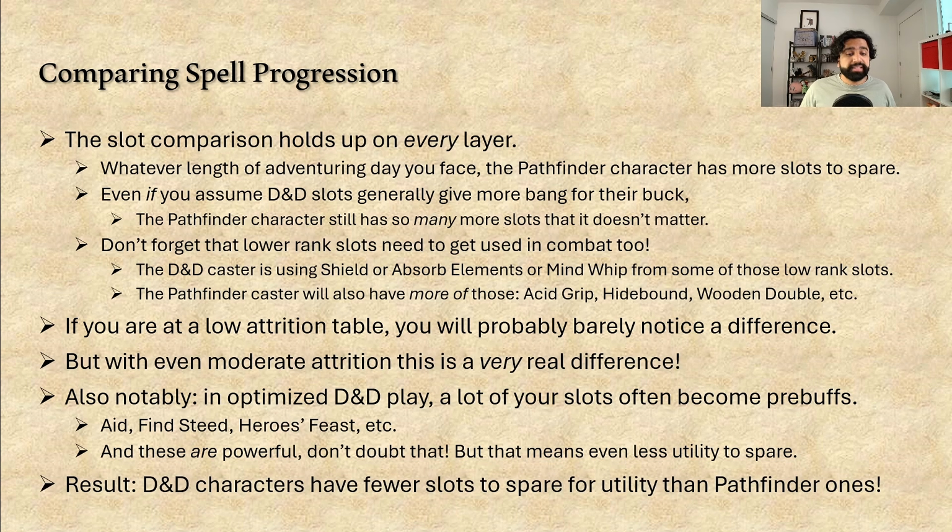The end result is that D&D characters will typically have fewer spell slots to spare and fewer spells known available for the sake of utility. So if you're ignoring rituals, if you're assuming that you must know a spell and then cast it from your spell slot to be able to use utility, Pathfinder casters have a significantly lower opportunity cost in that dimension and are just able to use utility spells more.